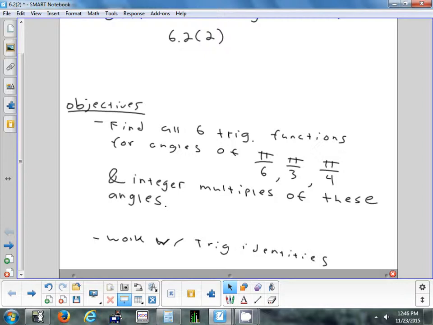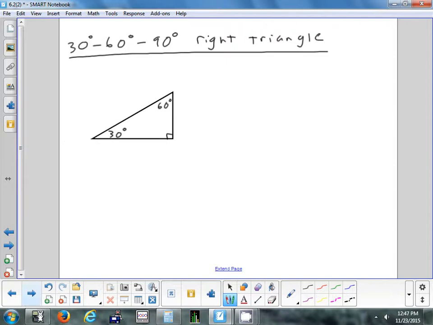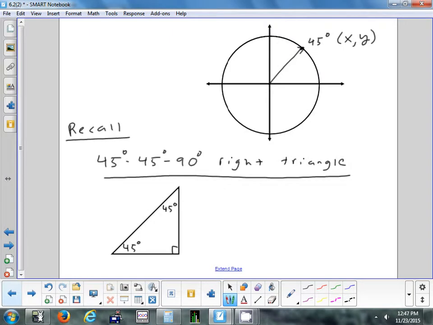Okay, and the last thing we'll do is we'll work a little bit with trig identities. So you guys did that on the bonus problem. We'll do a few more problems like that. All right, so the first thing we're going to try to do is figure out what the coordinates are for a 45-degree angle. Then we'll find the coordinates for 30-degree angle and 60. They're very similar. And then we'll practice some problems.